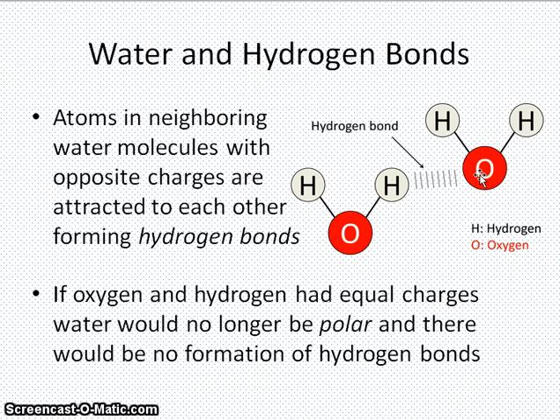If oxygen and hydrogen were equal charges, like if they were both negative or if they were both positive, then water would no longer be polar and there would be no formation of hydrogen bonds.